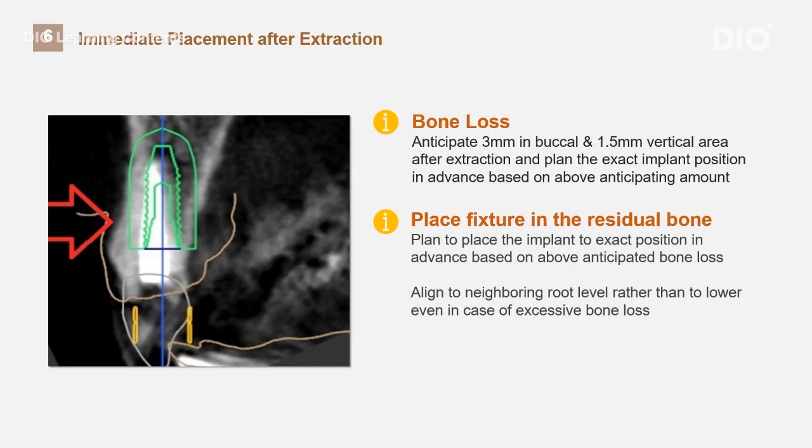And even if the alveolar bone is absorbed a lot, it is important to match the bone level of the adjacent root because it becomes difficult to make prosthesis or for maintenance when the fixture is lowered too far. And the most important part is that in the case of an inflamed tooth, the implant must be placed after the inflammation is thoroughly removed. Even if the initial stability is good, it can be predicted that if the inflammation is not removed thoroughly, the fixture will eventually fail.